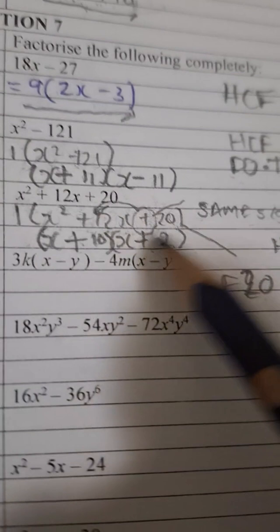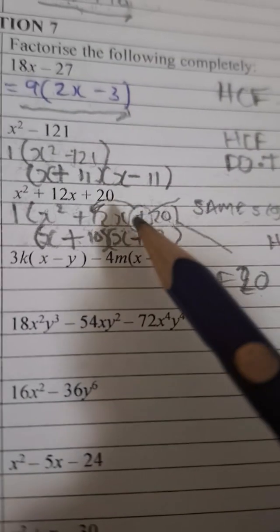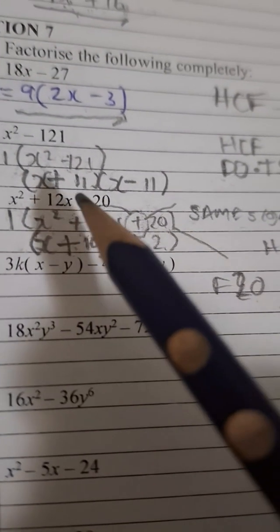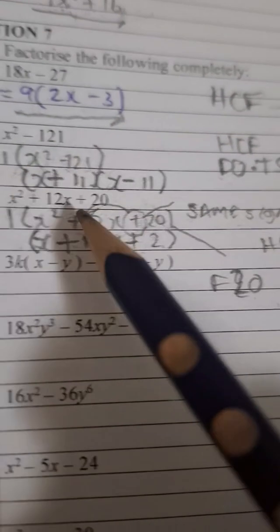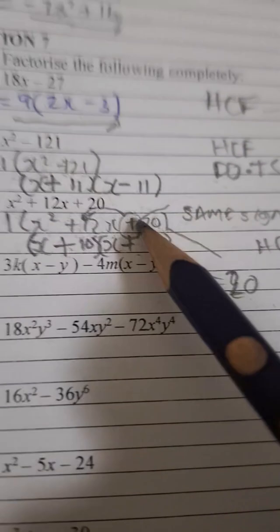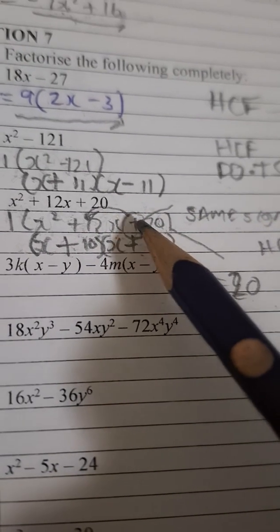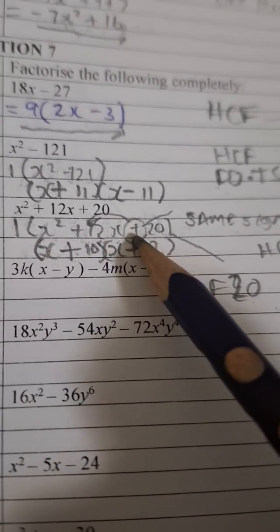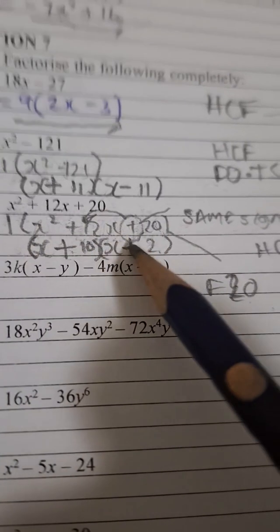If the last term is positive, it means the signs are the same. According to who? According to the sign of the middle term. Positive for your last term means we are the same. So if you have a positive sign, it means the signs in the brackets are the same, according to the sign of the middle term. So that's why we have plus and plus.